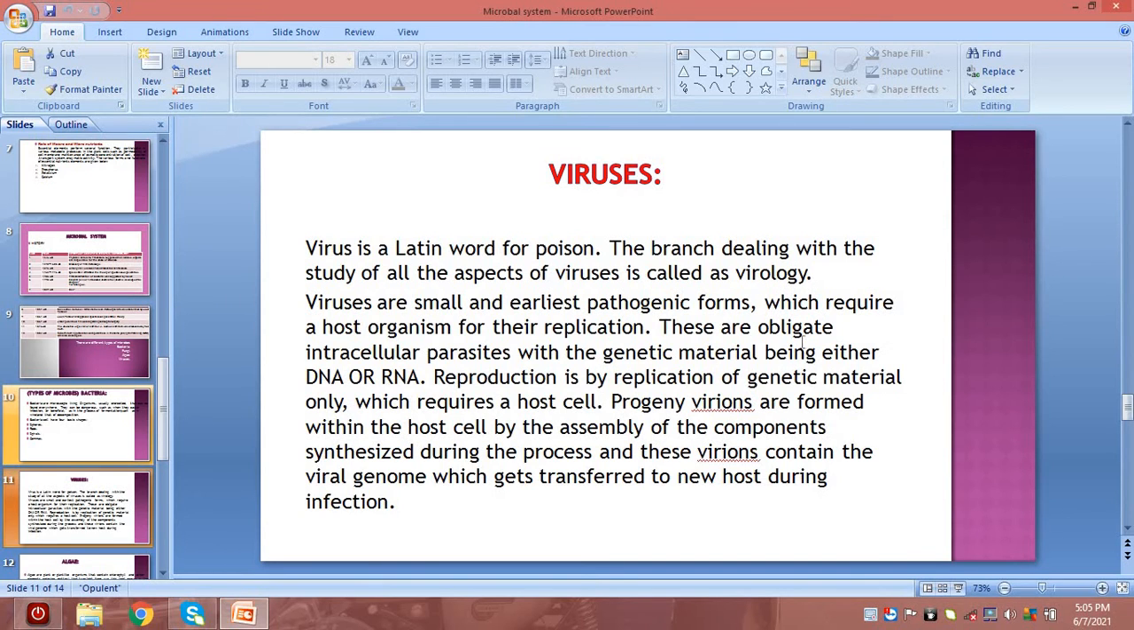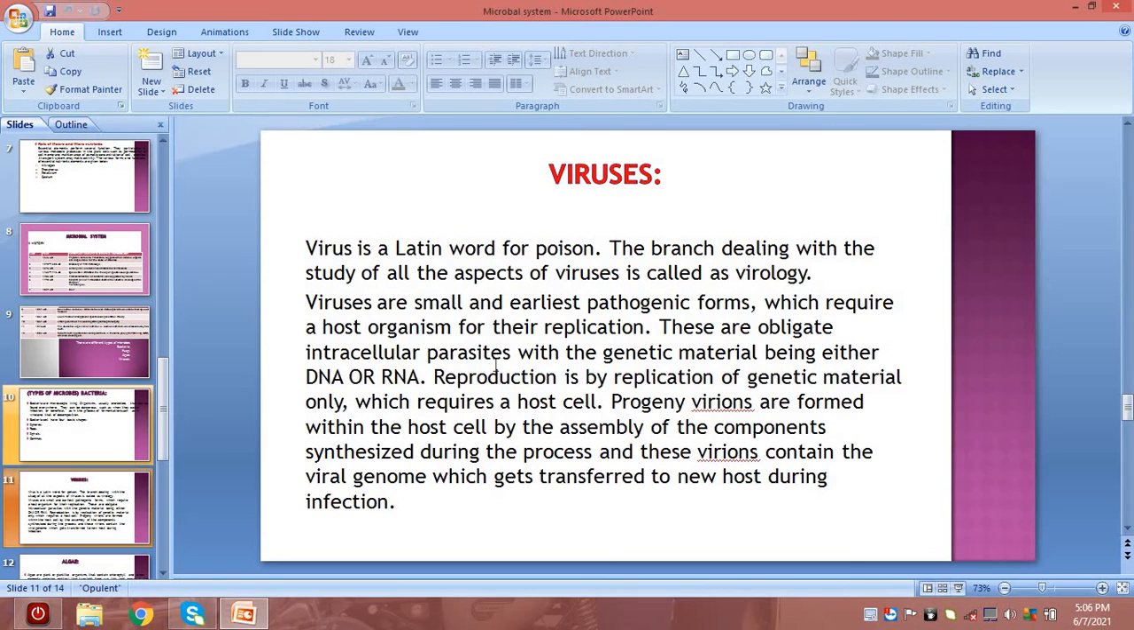Viruses are obligate intracellular parasites. Means here, viruses are dependent on a host. An example of a host we can take is human beings. That's why we are calling them parasites. They are dependent on other organisms. They don't have the machinery of their own to generate energy or synthesize proteins. So they depend on the host cells to carry out all these functions.